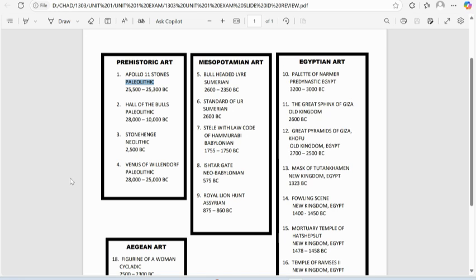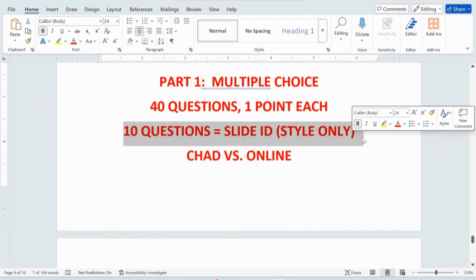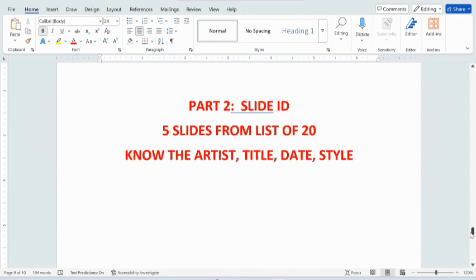You can make flashcards. In fact, I highly, highly recommend making flashcards, and you will get 5 points extra credit towards your exam grade if you turn in flashcards on the day of the slide ID. So in this first section, 10 questions, I'm going to show you a picture and you just tell me what the style is. So if it's the Apollo 11 stones, there'll be options and you pick out Paleolithic.